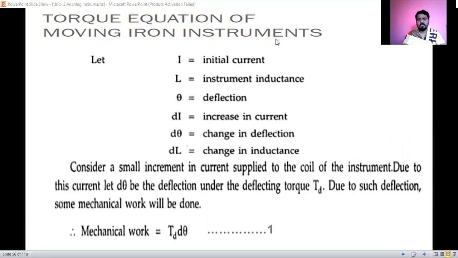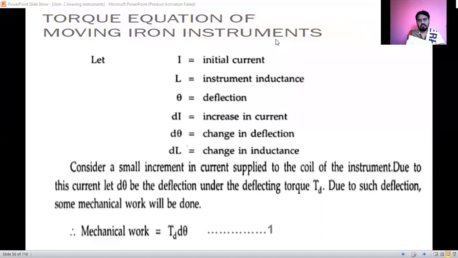Repulsion type moving iron instrument: radial or coaxial. Radial type repulsion type moving iron instrument. Second one is coaxial type repulsion type moving iron instrument. The working, construction and working principle we have already discussed.